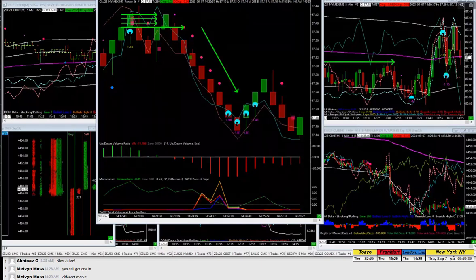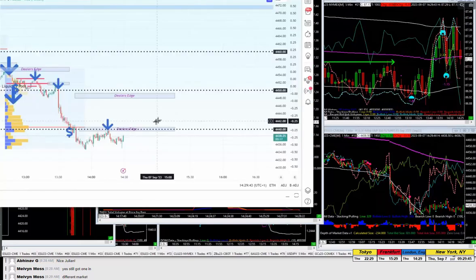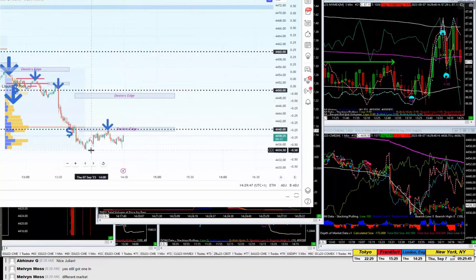Got a little short off of the S&P, which we obviously showed you in the tweets before it happened. You might have been interested. So we had this dealer's edge here at the 44.40s. We got very close to the prior swing low, of course. Nice area to bag some monies.